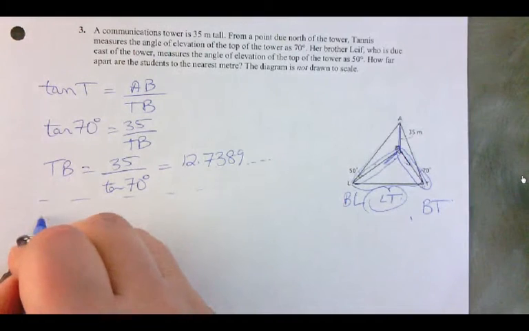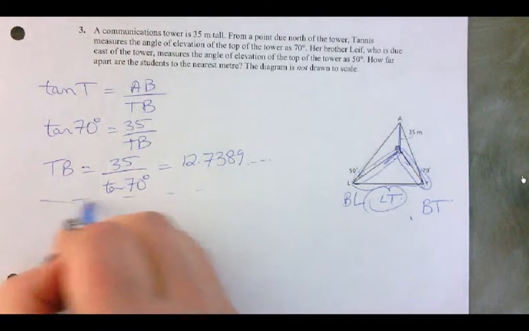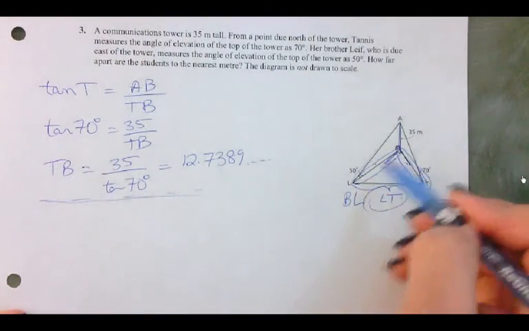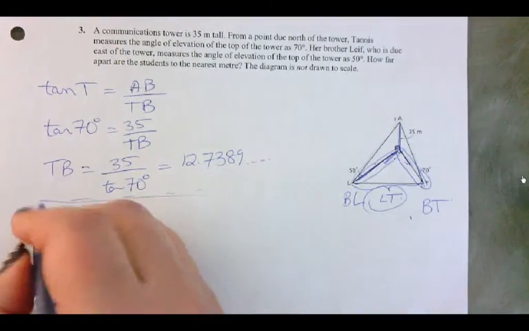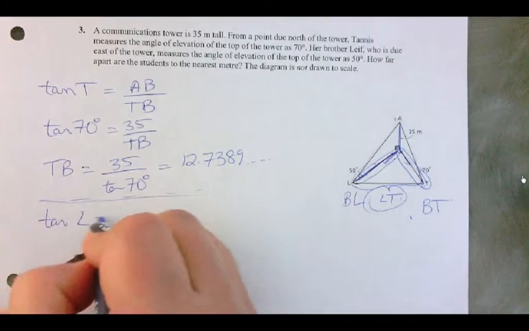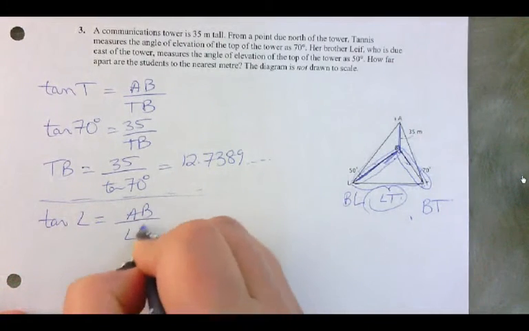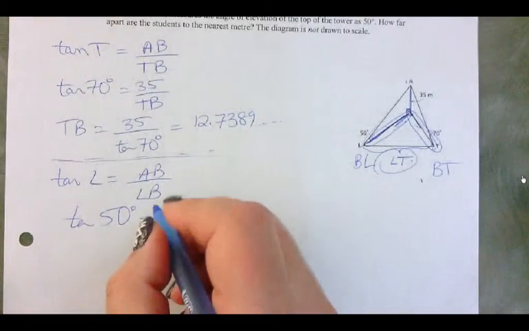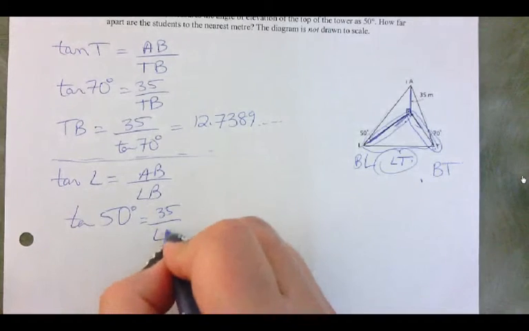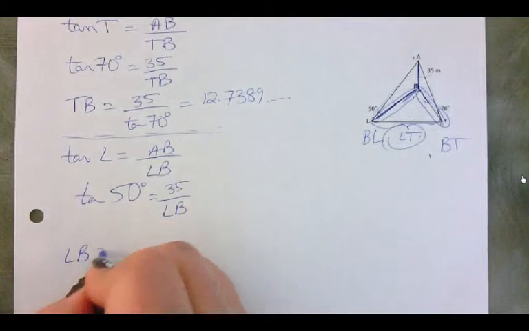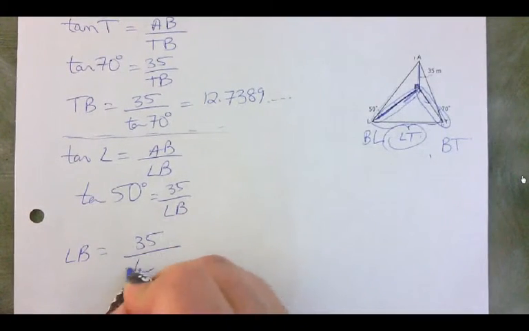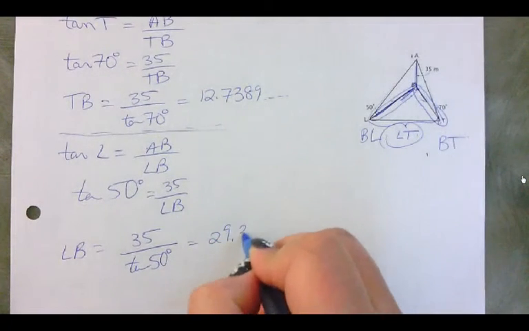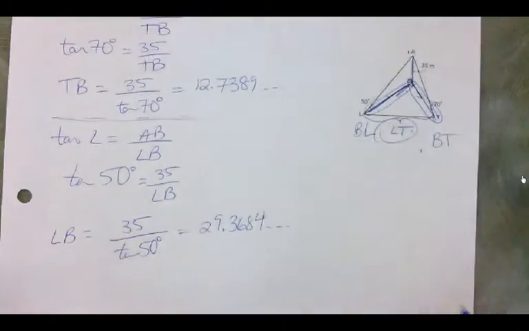And then we're going to use tan again to find this other triangle. So in LBA, which is here, here, and here, we're going to find this one now. So tan L equals AB over LB. So tan of 50 degrees equals 35 over LB. And then LB is equal to 35 over tan 50 degrees, solving for LB. And that we get 29.3684. Don't round this number.